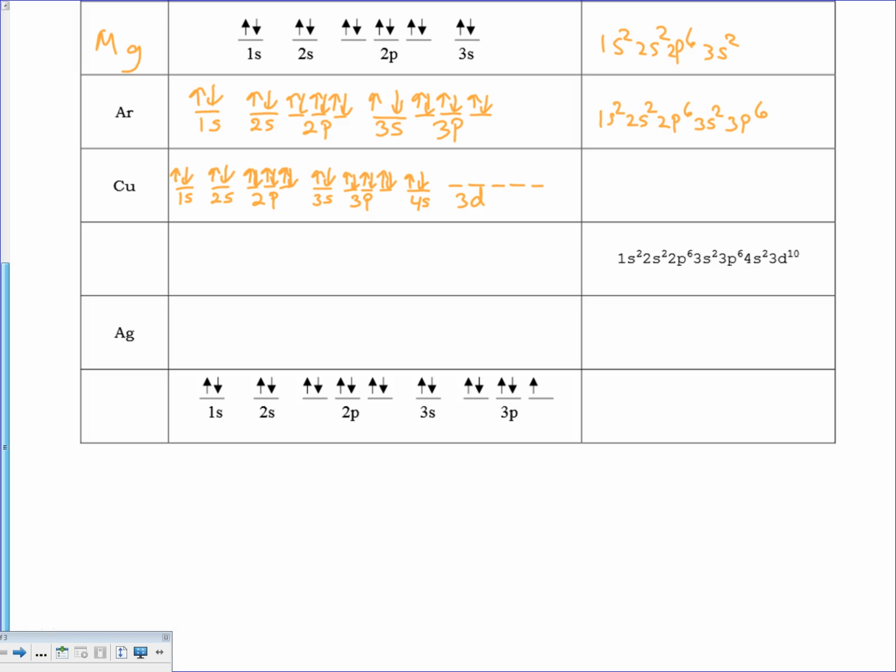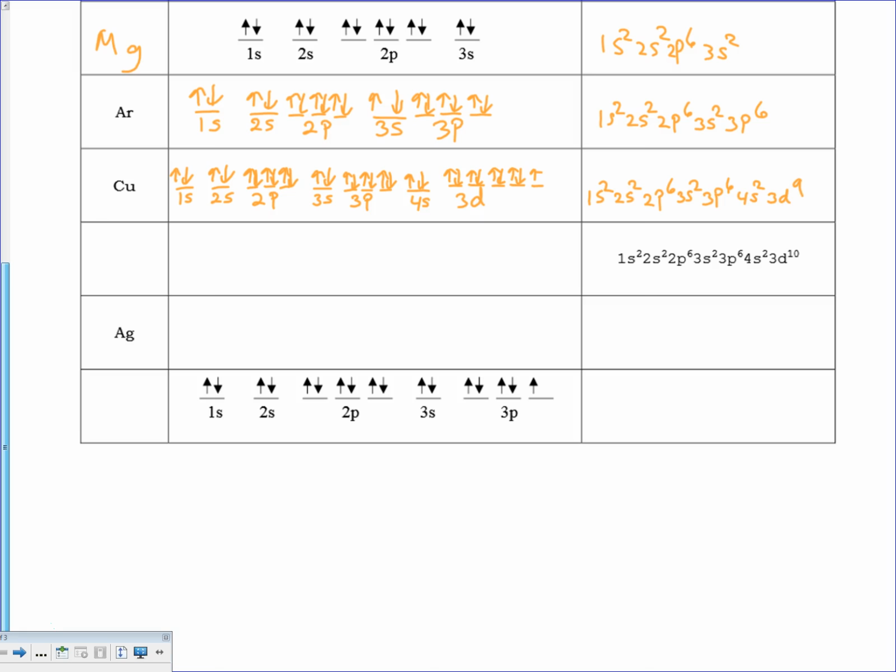Copper is the 9th one in, so we do up, up, up, up, up, and then 4 downs. Writing out the electron configuration: 1s2, 2s2, 2p6, 3s2, 3p6, 4s2, 3d9.